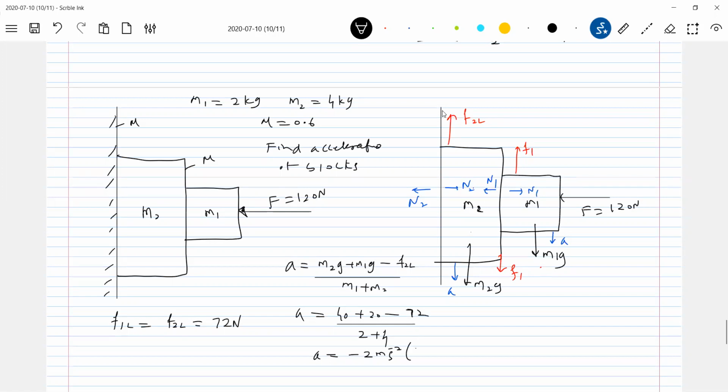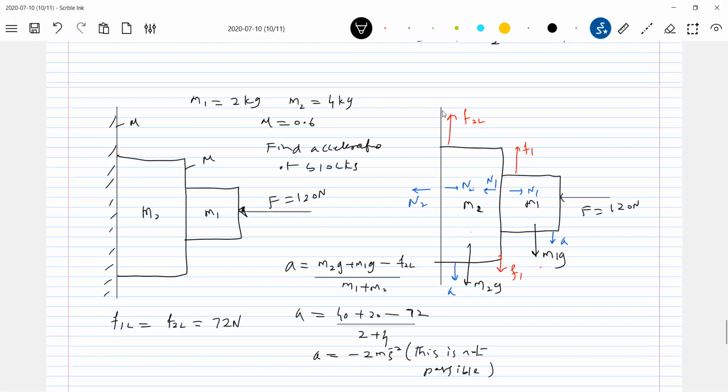Huh? Yes, sir, not possible. I just picked up the data so that you can have clarity. This is not possible. So then what is possible? The blocks will be at rest.